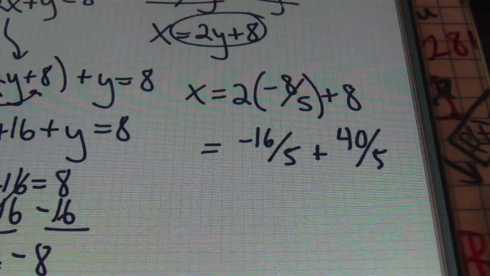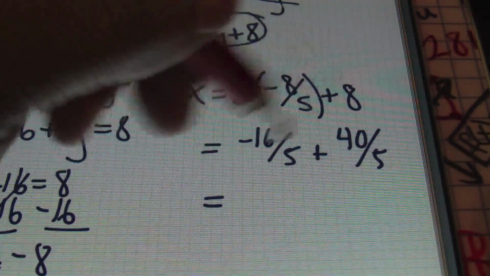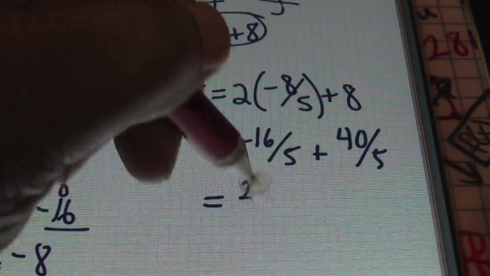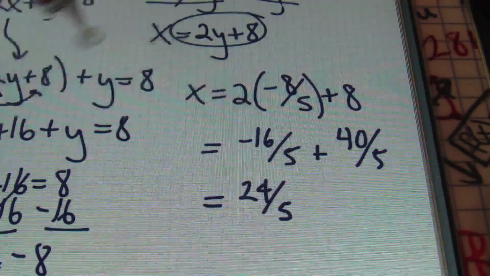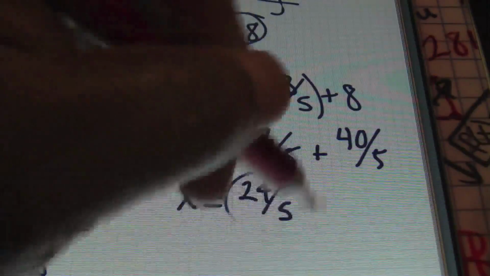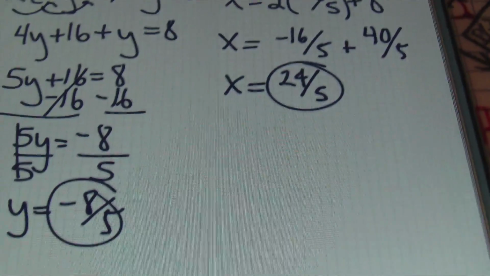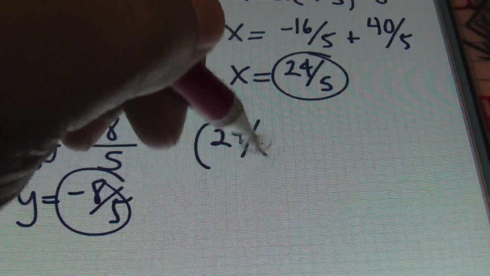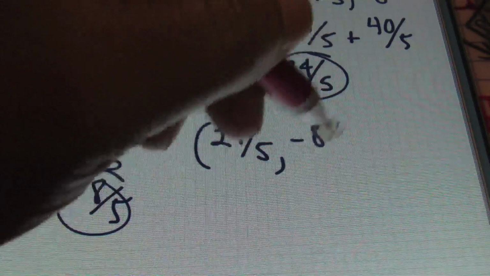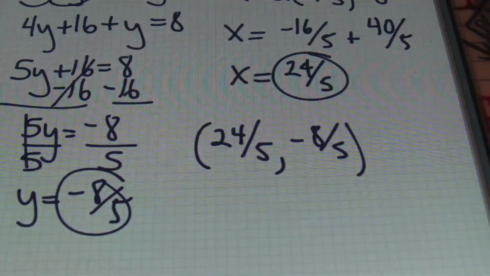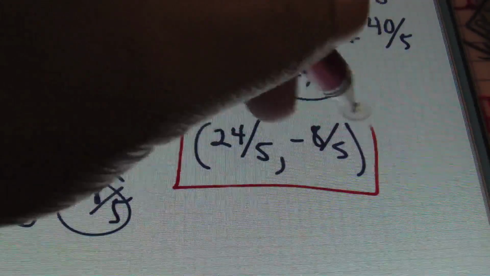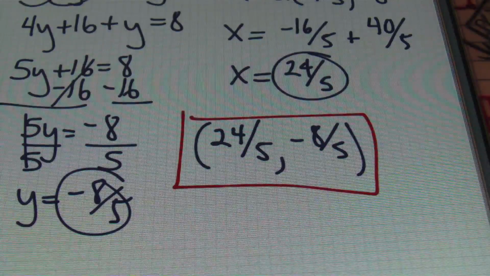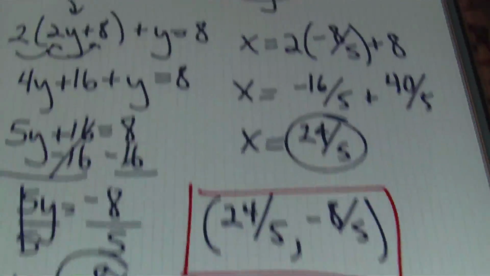From here, I can go ahead and combine those like terms and find that negative 16/5 plus 40/5 is going to give me a positive 24/5, which is my result for x. Okay? So now that I have that, I can write my solution as an ordered pair. So the result will be 24/5 for x and negative 8/5 for my y value. And that's the answer. So remember, these are points of intersection, so you'll need an x and a y value to find out where that point is. And that's the answer for problem number 2.